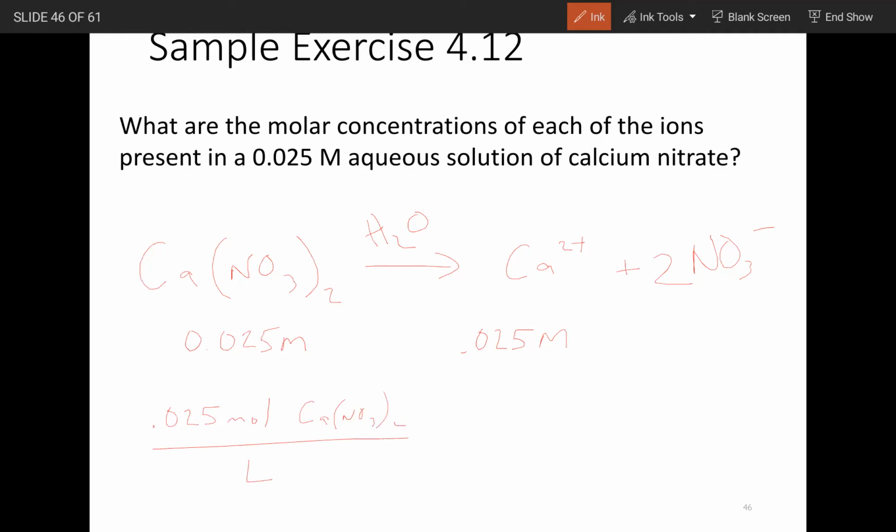Because again, that capital M is just moles per liter, so we can break that capital M into moles and liters separately, like we have here. And then just looking at the equation, for every 1 mole of calcium nitrate, we're going to get 2 moles of that nitrate ion. So the concentration of that nitrate ion is going to be twice the concentration of the calcium nitrate as a whole, because we get 2 of those nitrate ions for every 1 molecule. So we have twice as many moles of nitrate as we do calcium nitrate.